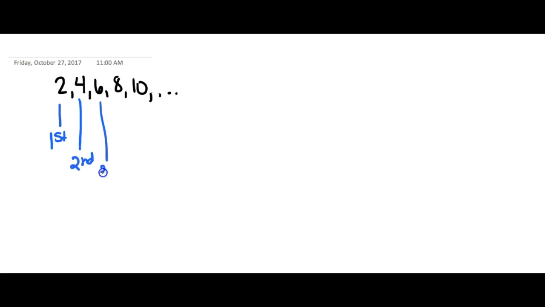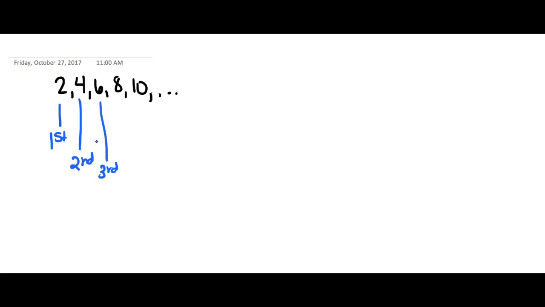For example, if we had the numbers 2, 4, 6, 8, 10, and it kept going, they're asking what the pattern is. Now, sometimes they tell you, for example, that this is the first term, and then this would be the second term, this would be the third term, etc., etc.